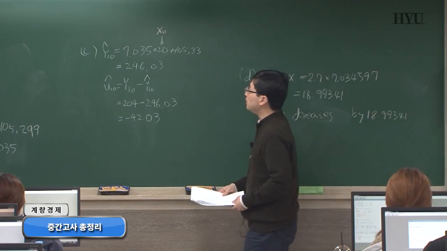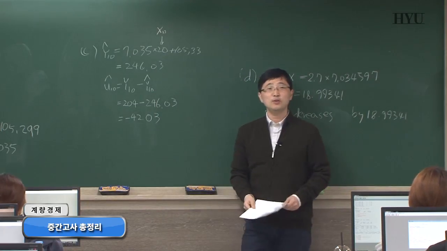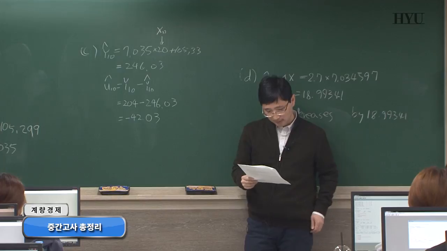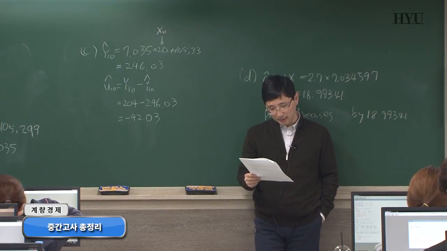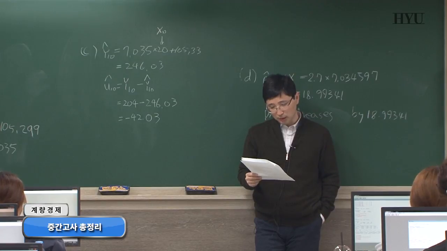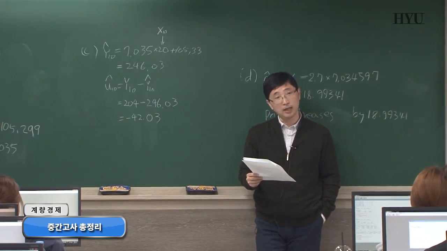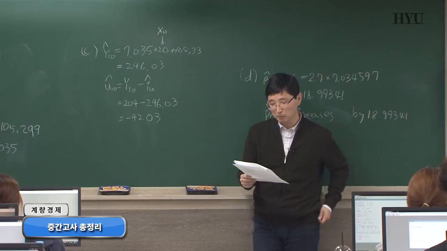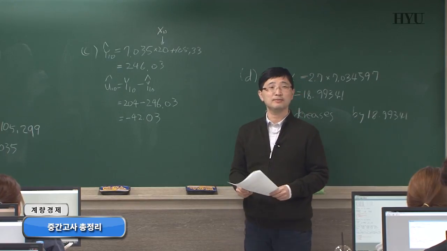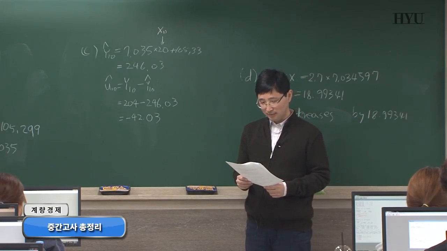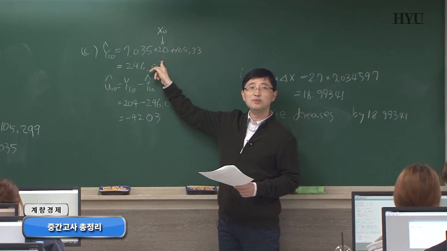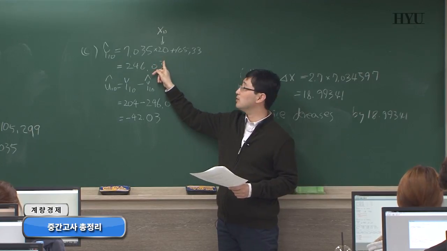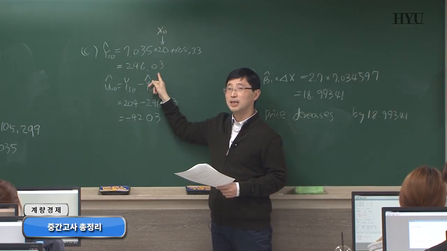Now, once you estimate the regression line, we can use it for prediction. So C says, use the regression line in B and compute the predicted value of house number 10, y10. What does it mean? The 10th house. What is the value of x for the 10th house in the data? X is 20. Okay, so we use 20 for x. Then you can calculate y hat.